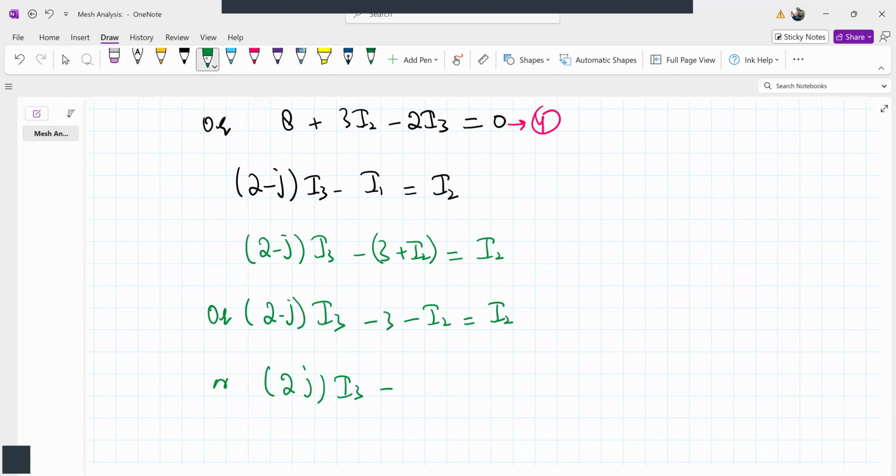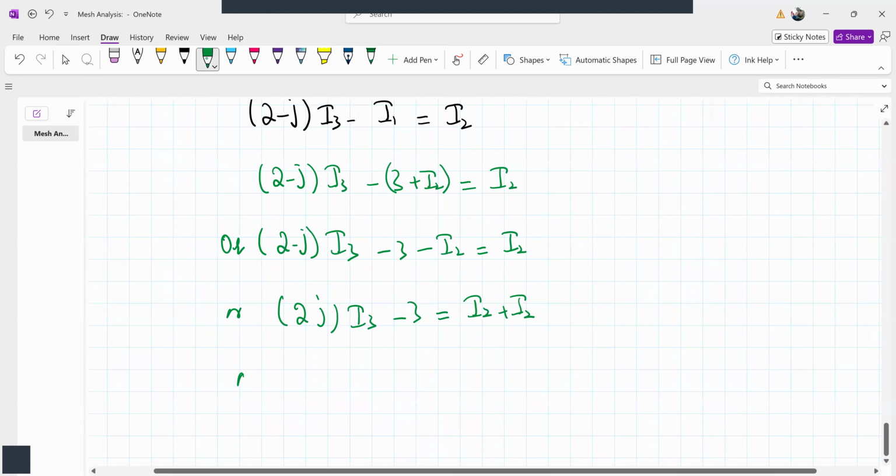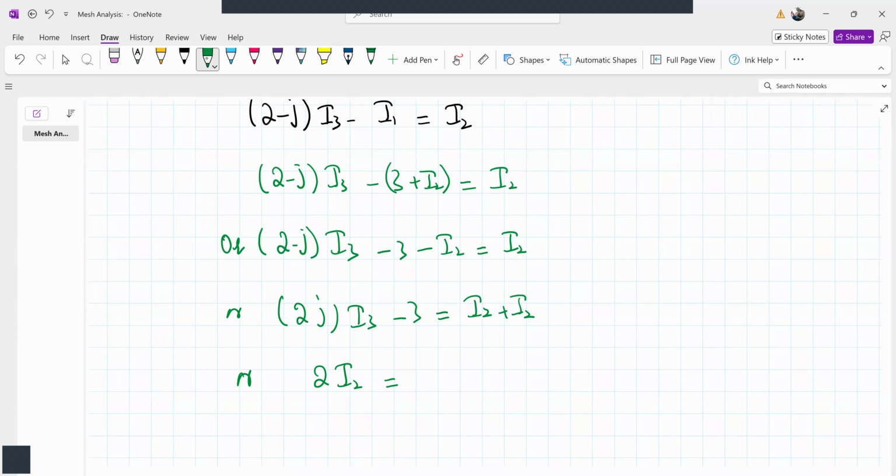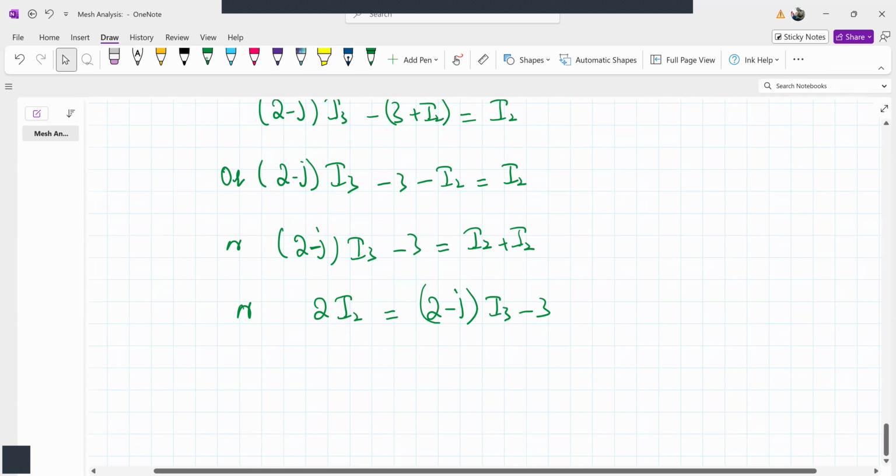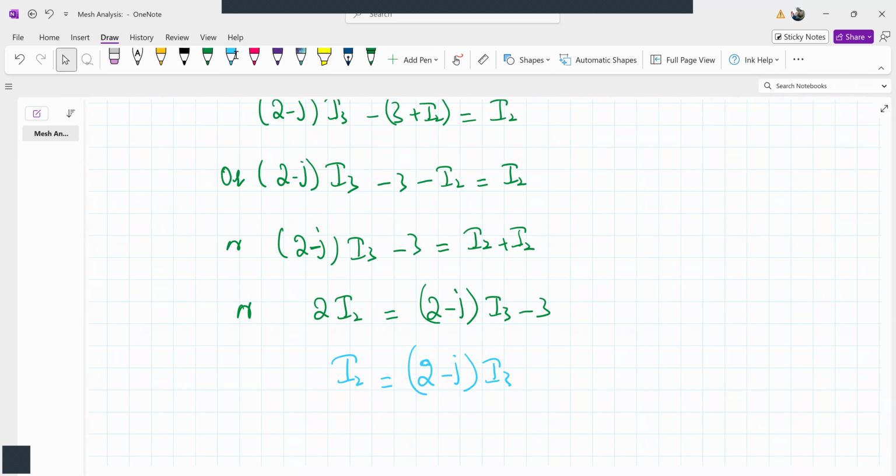I3 minus 3 I2 plus I2, right? So on the left hand side, we have I2 plus I2, that is 2 I2, which will be equal to 2 minus J I3 minus 3. From this, I2 will be equal to (2 minus J I3 minus 3) divided by 2. So this is our equation fifth.